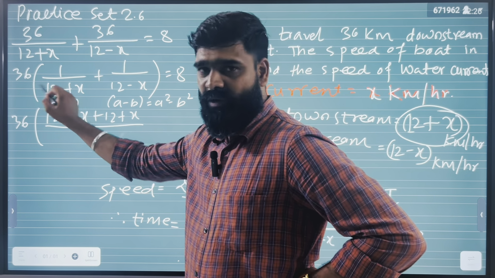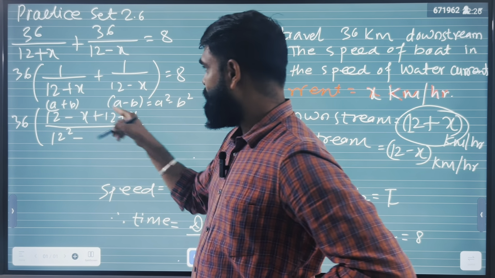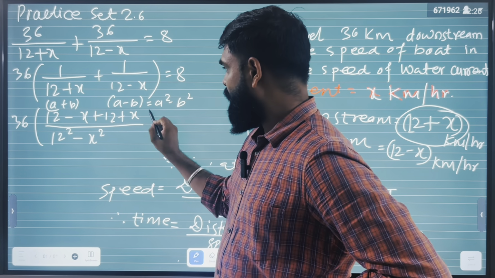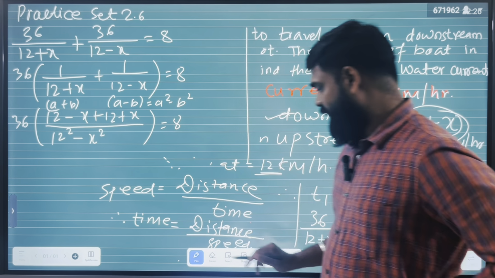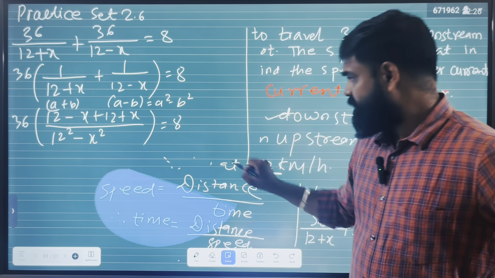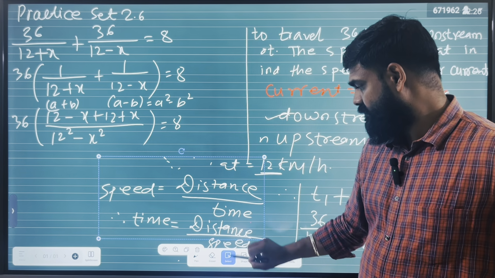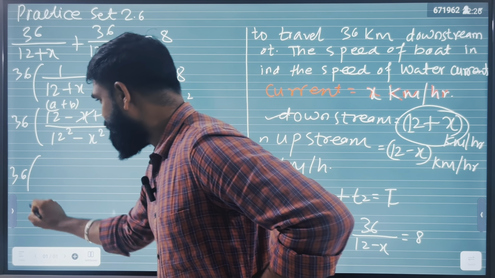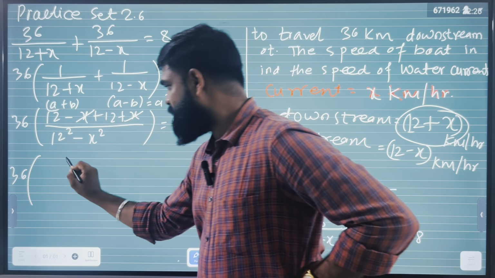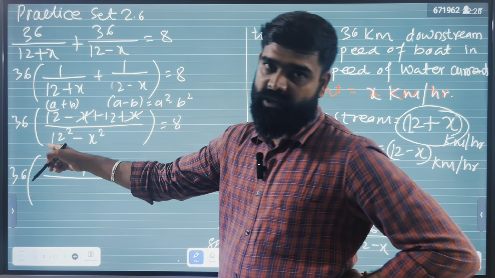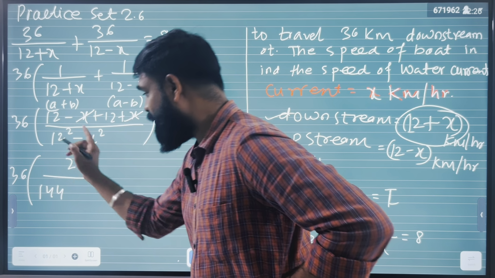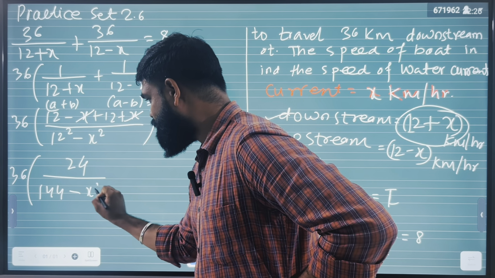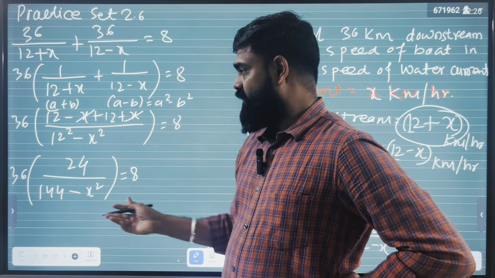In this case a is equal to 12, so 12 square minus b square, meaning x square, and we have the 8 as it is. Next step, we can cancel out x here, positive x and negative x are cancelled. 36 into 12 plus 12 becomes 24. The square of 12 is 144, minus x square is equal to 8. So this is the equation.